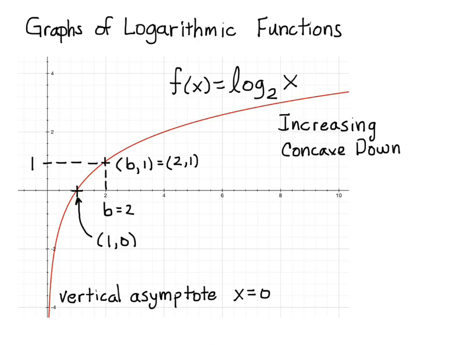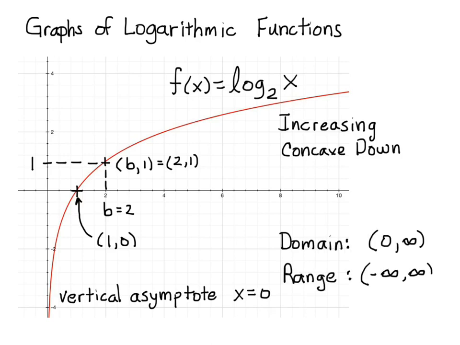So we can see here this is an increasing function. It's concave down. We're going to be talking about derivatives of the logarithmic functions today, so you'll be able to see why that's increasing and concave down. Our domain, of course, is 0 to infinity. The range is going to be negative infinity to infinity. So those are the important features to remember about any graph of a log function.